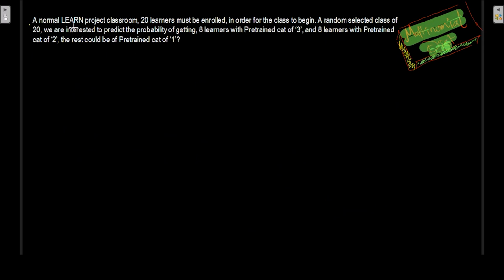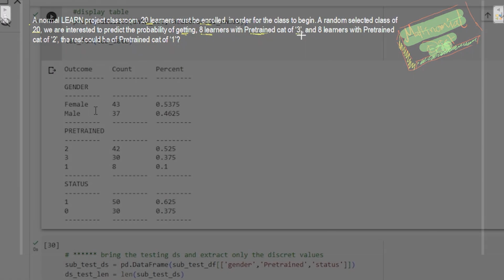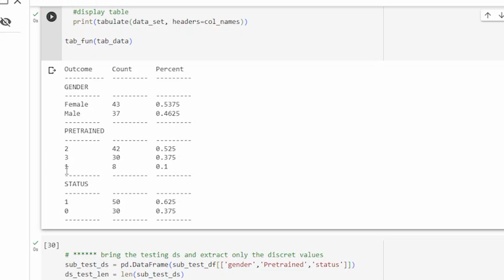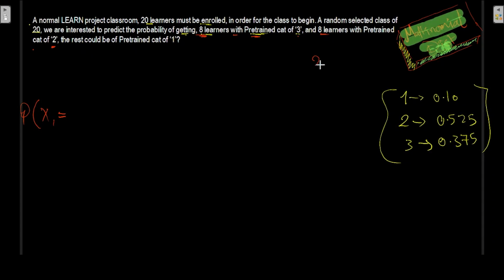Now we're talking about the normal learn project classroom. 20 learners must be enrolled. We know this piece of information in order for the class to begin. Now, for a randomly selected class of 20, we are interested in predicting the probability of getting 8 learners with the pre-trained category of 3. And look at the pre-trained categories. We get 1, 2, and 3. Now, we get 20 cases, 8 with category of 3, and then another 8 with category of 2. That leaves 4, which should be category of 1. That's exactly what I said.